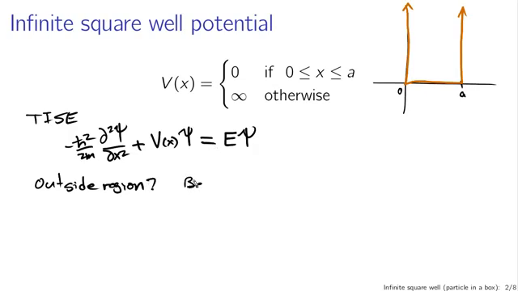Now, this equation doesn't quite look right if we're outside the region. Bad things happen. You end up with an infinity here for V of x if x is not between 0 and a. The only way this equation can still make sense under those circumstances is if psi of x is equal to 0, if x is less than 0 or x is greater than a. So outside this region, we already know what our wave function is going to be. It's going to be 0, and that's just a requirement on the basis of infinite potential energy. Can't really exist in the real world.